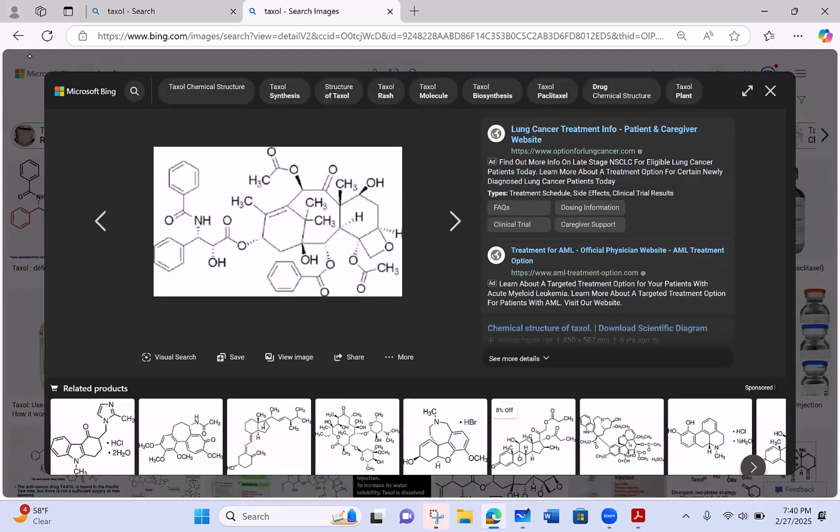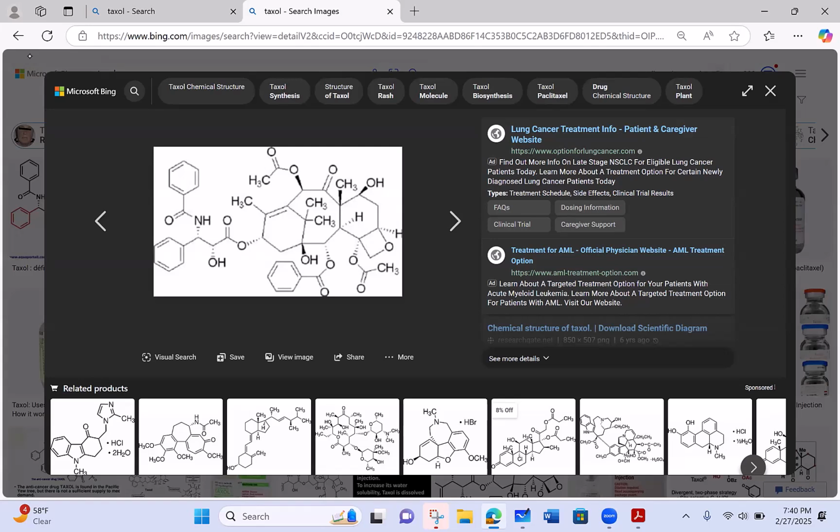Y'all ever heard of Taxol? Can y'all see my screen still? Yes. See how complicated this molecule is? So this is Taxol. It's an anti-cancer drug. My first wife, who passed away from breast cancer, was given this drug at one point during her treatment. It's a very powerful chemotherapeutic.